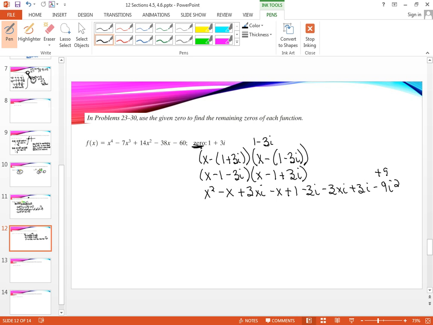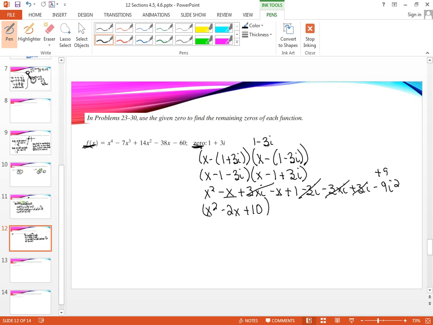So this and this add to 0. This and this add to 0. X squared minus 2x plus 10. Okay, so what I know is that x squared minus 2x plus 10 is a factor of f of x. If it's a factor, then it should divide in with a remainder of 0.